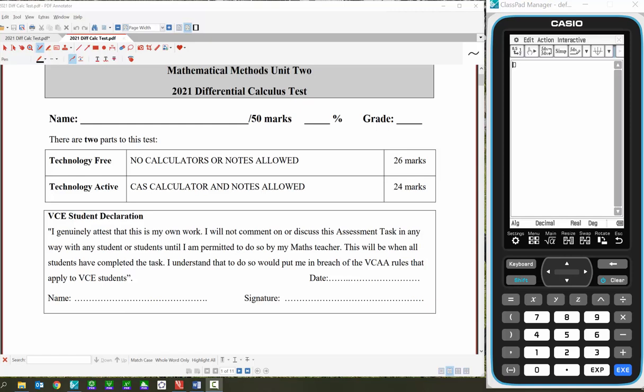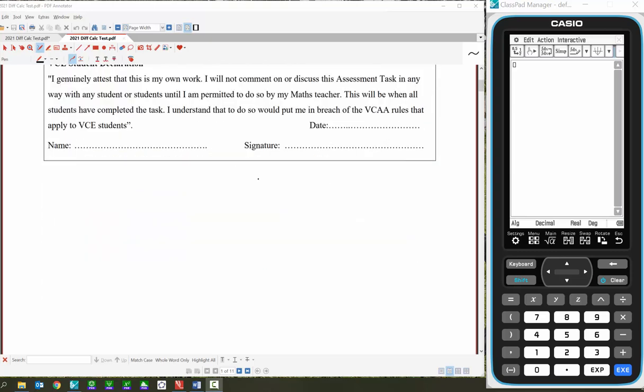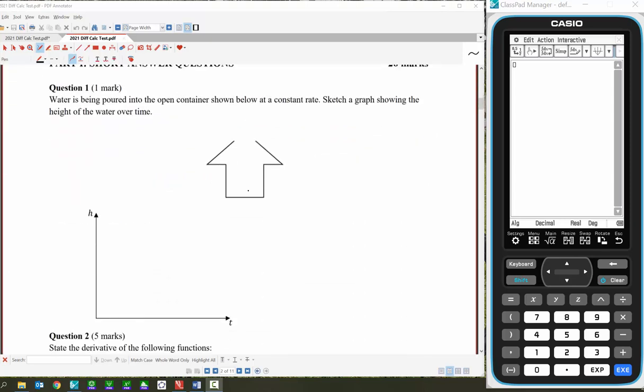In this video we'll work through the 2021 Diff Calc test. 50 marks, you had 50 minutes to do it, and some of you guys struggled to do it within that time frame. Not surprised, given that so much of this year has been remote learning and remote tests, which you had a lot longer to complete. So let's see how we go and see if I can knock it out in under 50.